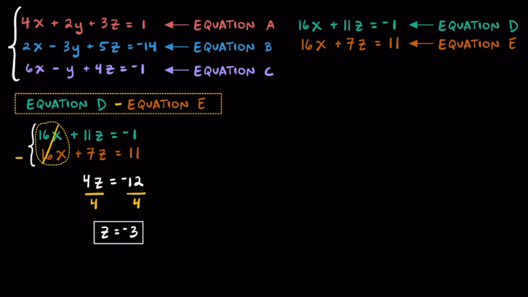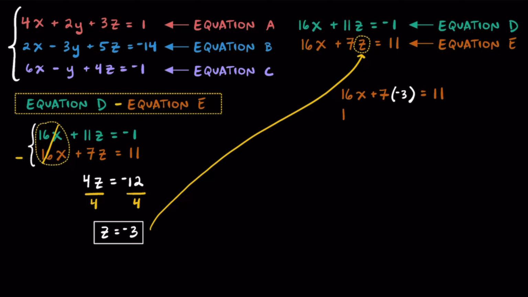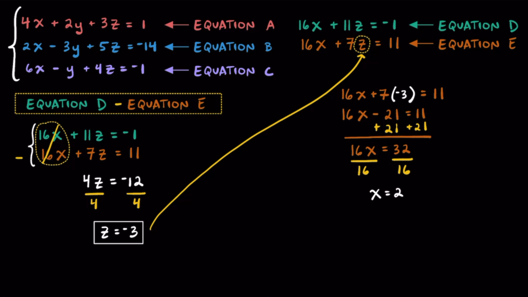At this point, we now know that z is equal to negative 3, and we're going to try to use this information to help us find the other 2 variables, x and y. Now that we know that z is equal to negative 3, let's substitute it into equation E or D, where the z variable is. Now it's totally up to you which one you want to substitute it into, but I'm going to choose equation E. Substituting in, we get 16x plus 7 times negative 3 is equal to 11. Then simplifying this, we get 16x minus 21 is equal to 11. Go ahead and add 21 to both sides, and we get that 16x is equal to 32. And then finally, we can divide both sides by 16 and find out that x is equal to 2.